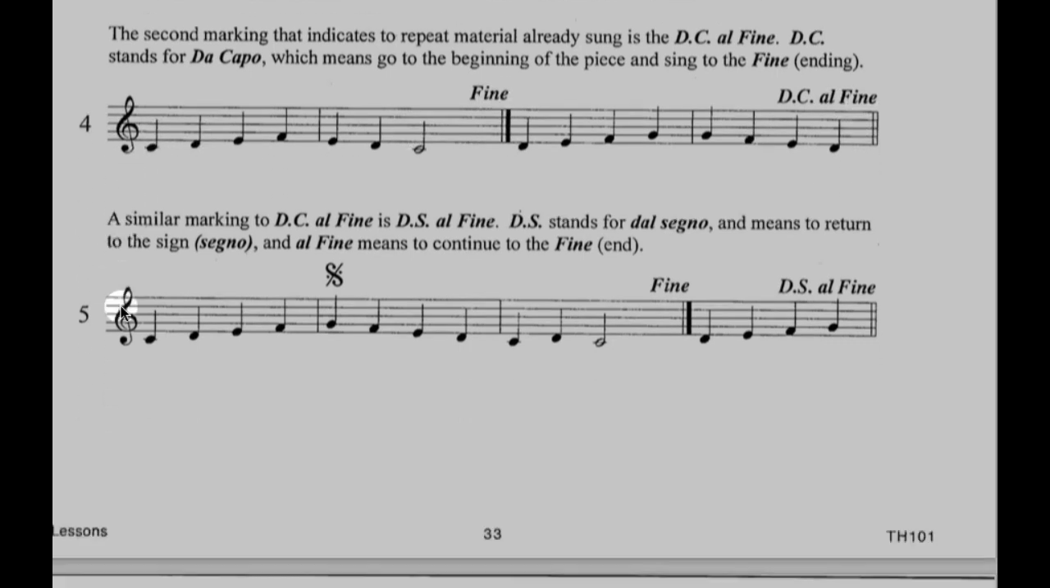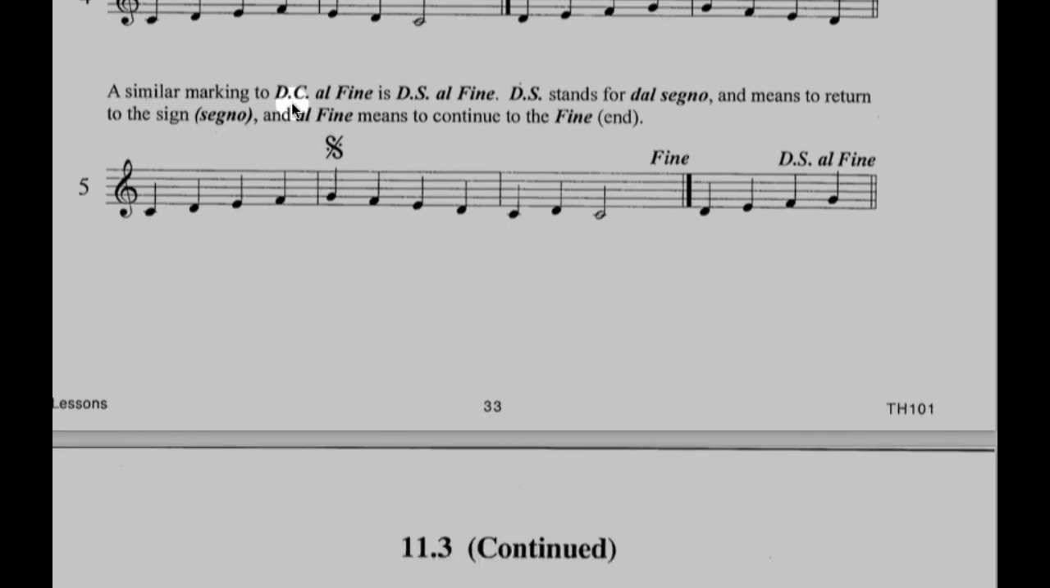So after I sing the whole thing, this says go back to the beginning, and this says end. A similar marking to da capo al fine is DS al fine. DS stands for dal segno and means to return to the sign, and al fine means to continue to the end. So if I was singing this, I'd say do, re, mi, fa, mi, re, do, re, mi, fa, so. Return to the sign. So, fa, mi, re, do, end.